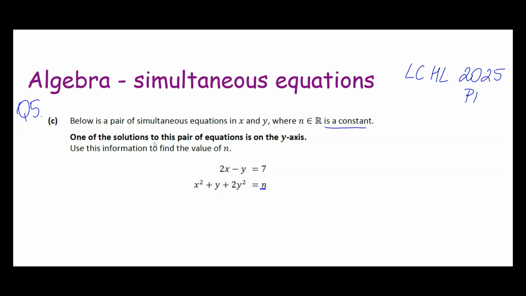So when they are saying that one of the pairs, the x and y pair, is on the y-axis, what does that mean? If I have a point that is on the y-axis, what do I know for sure about that point? That coordinate x will be 0 and then some value of y. So this solution is when x is 0 and therefore y we are looking for. And we will use that information to find the value of n.